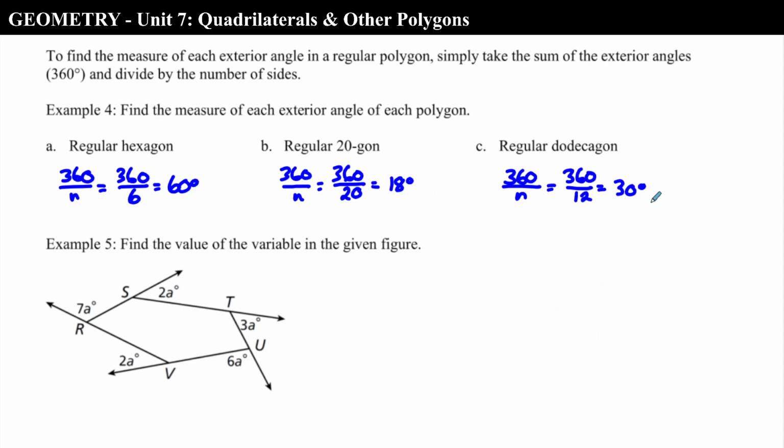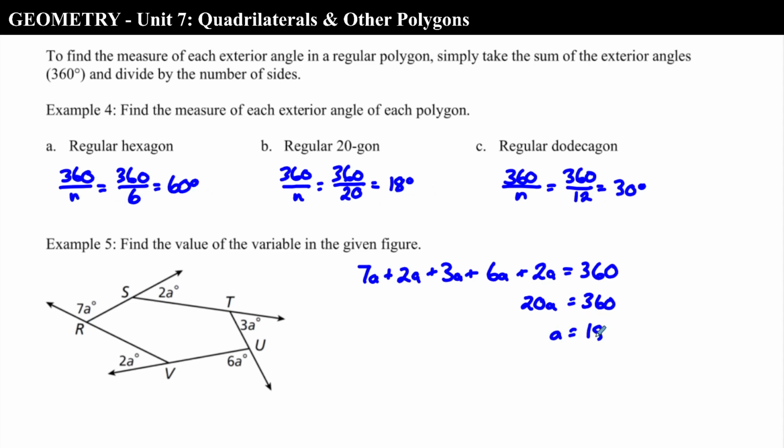So in example 5, we're going to find the value of the variable in the given figure. Here we're just looking for a. To do that, we add up all of our exterior angles: 7a plus 2a plus 3a plus 6a plus 2a, and all of those add to give us 360. When we add all of our a's together, you get 20a equals 360. And so a is going to be 18 degrees.